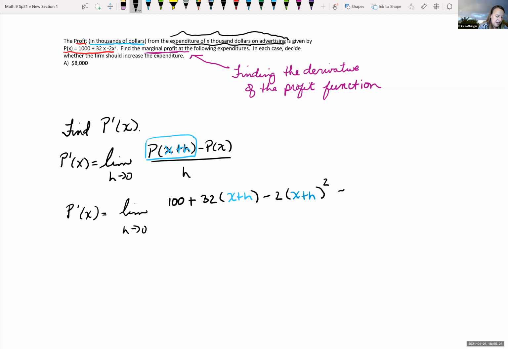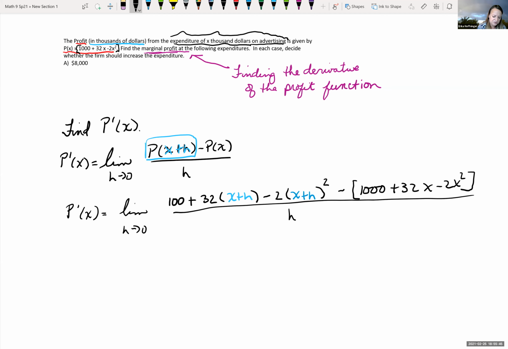Minus, well, we have to subtract off this whole function here, so we want to put parentheses or brackets around that. So minus the function P of X, which was 1,000 plus 32X minus 2X squared. And then we're putting it over H. So we've got to do some algebra: expand by distributing, multiplying things out, and combining like terms.